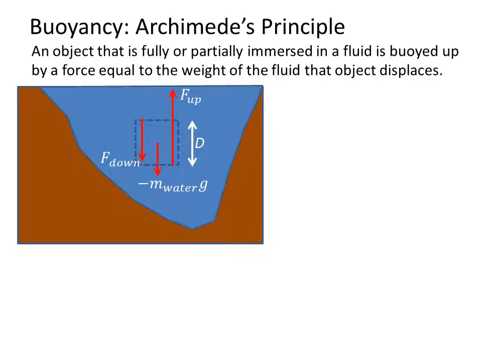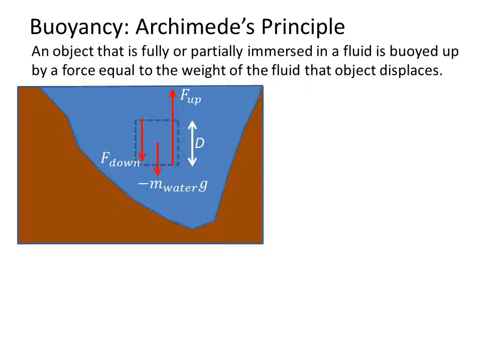In this lecture, we look at buoyancy. Buoyancy is described by Archimedes' Principle, which states that an object that is fully or partially immersed in a fluid is buoyed up by a force equal to the weight of the fluid that object displaces. Let's see how that happens.